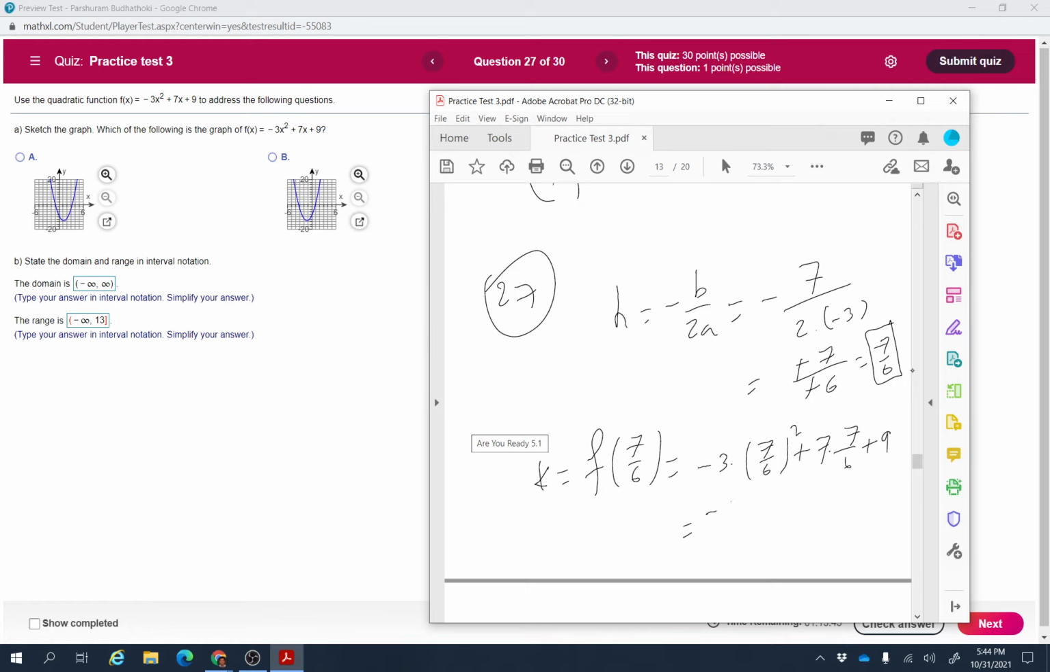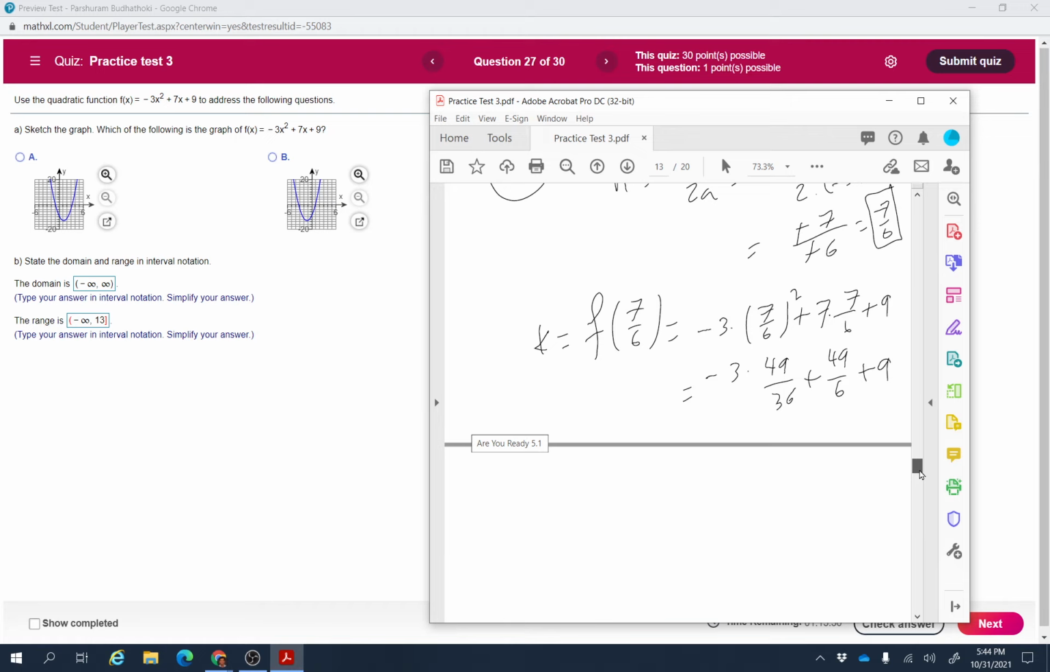So that is negative 3 times 49 over 36, plus 7 times 7 is 49 over 6, plus 9. Let's add these numbers and simplify. Negative 3 times 49 is negative 147 over 36. I can make the denominator 36 by multiplying the top and bottom by 6, and the 9 by 36 over 36. So 49 times 6, what is that?